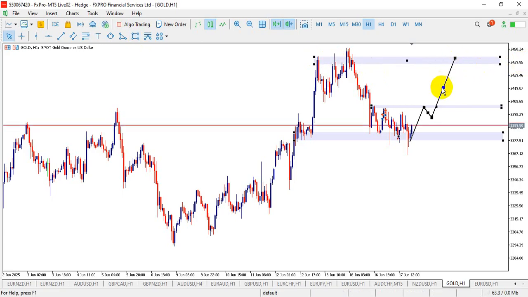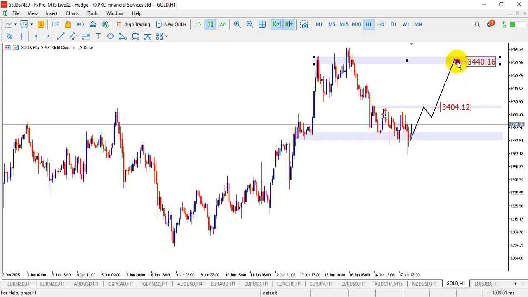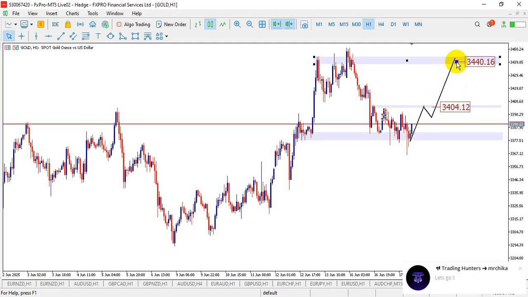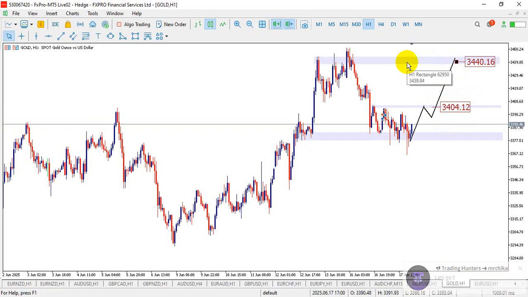So if you are buying gold, you can hold your position up until this top. The first TP should be around 34.04. Then furthermore, we can see gold getting to around 34.40. So very clear, you can see it's very clear.